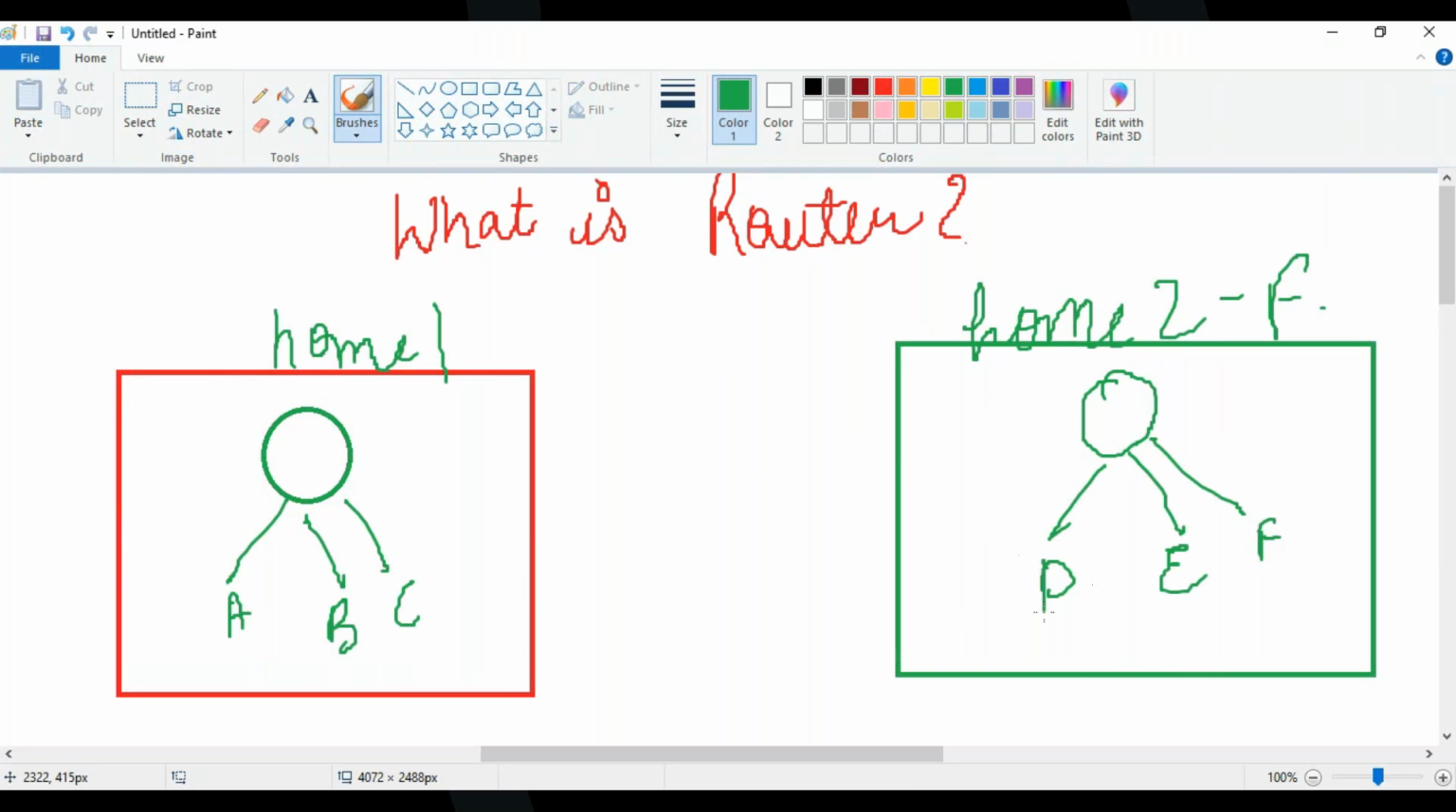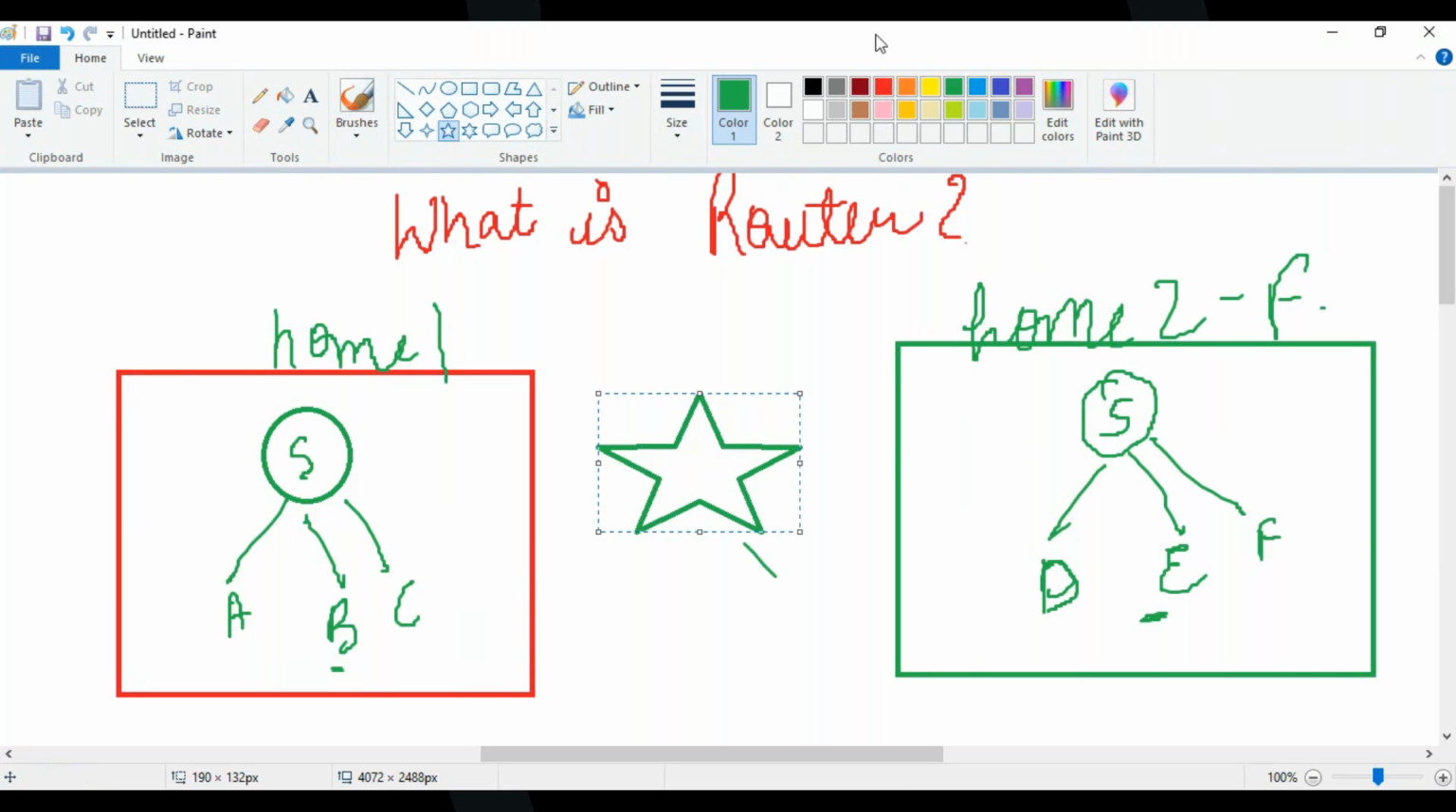Now see, if A, B, C want to communicate, they can communicate through this switch, right? But what if, guys, B wants to communicate with E? Correct. So for that we need a router over here. Router is a device which is used to communicate with the external network, right? Router is a device which is used to connect with the external network.